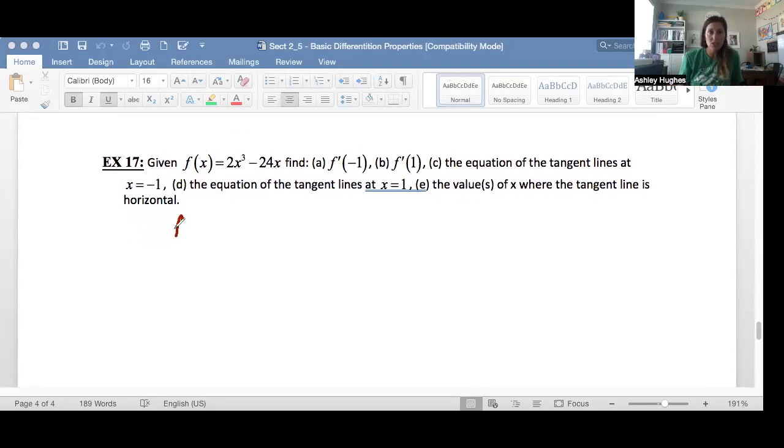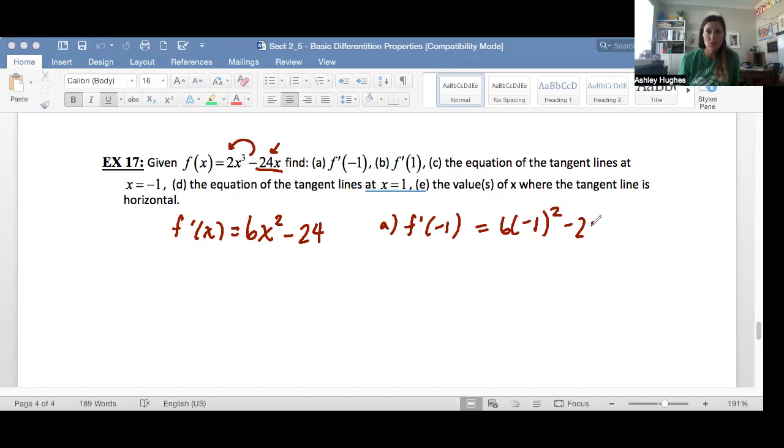F prime, that's just the derivative, which is this power rule. So we bring the 3 down, 3 times 2, 6x subtract 1, so 6x squared minus 24x. That's just this, when it's linear, it's just the coefficient in front. That's the first part. Then A says, well, we want to find what happens when I plug in negative 1.